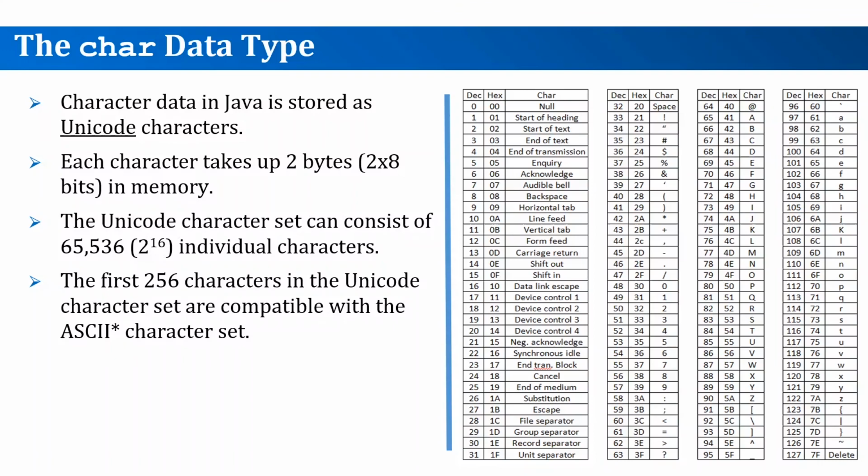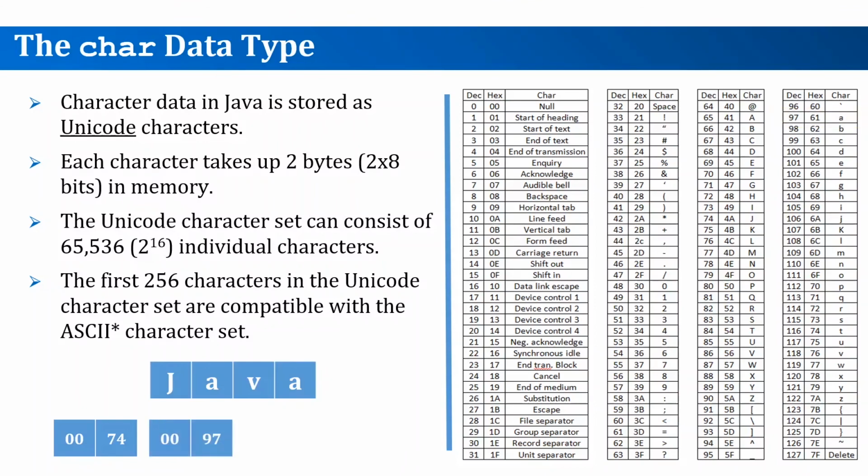For example, if we want to store the letters of the word Java in the computer, this will be stored using a total of 8 bytes, 2 for each character. The uppercase J is represented using the 74, so this becomes 00 for the second byte and 74 for the first byte. Similarly, lowercase a will be represented as 0097. Lowercase v will be 118, and then again 00 and 97 for the last lowercase a.